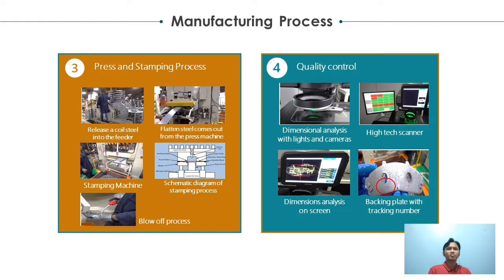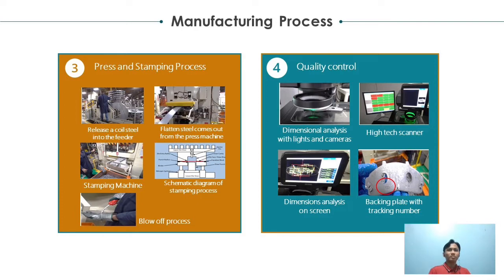The third process is the press and stamping process. The coil will be put into the loading bracket. The steel will be released, rolled into the feeder, and the worker can feed the steel into the press machine. The steel has to travel through a series of rollers to be flattened out. Once the flattened steel is in the press, it applies up to 100 tons of pressure to stamp out a single backing plate. Lastly, the worker will blow off the backing plate with some compressed air so they can visually inspect it.